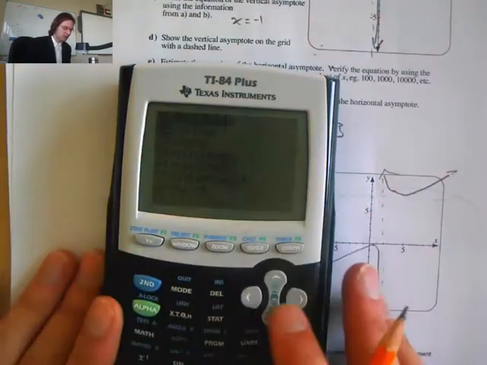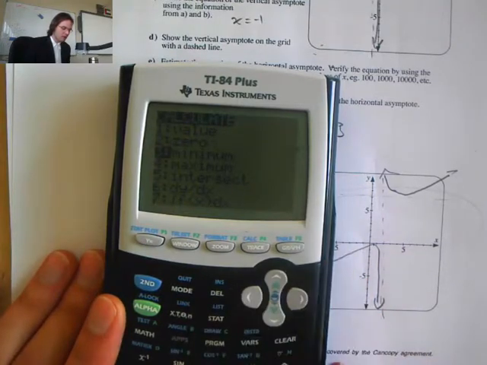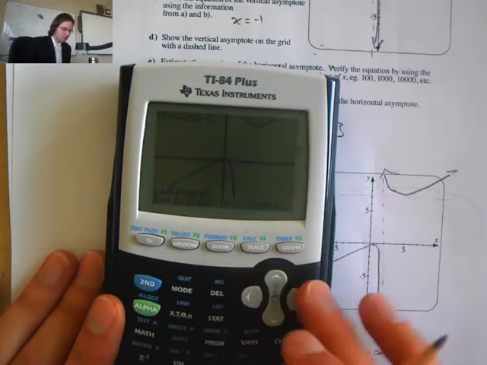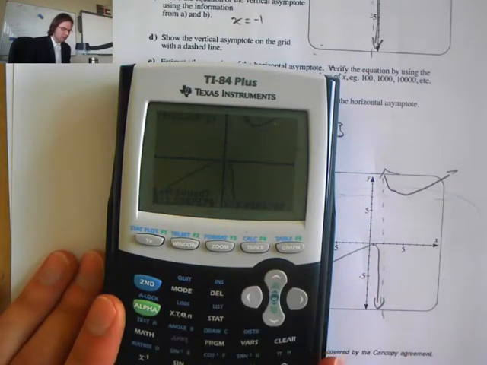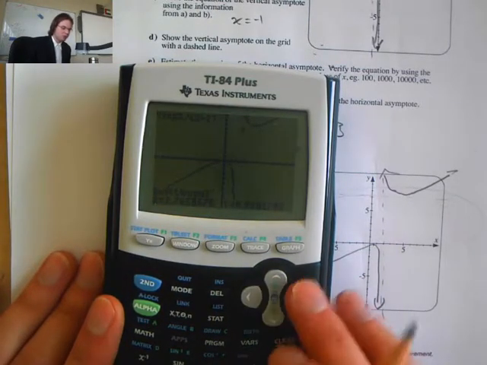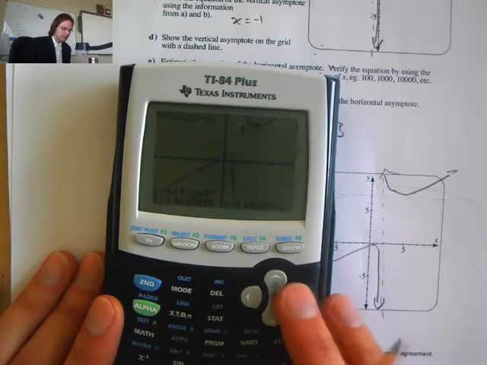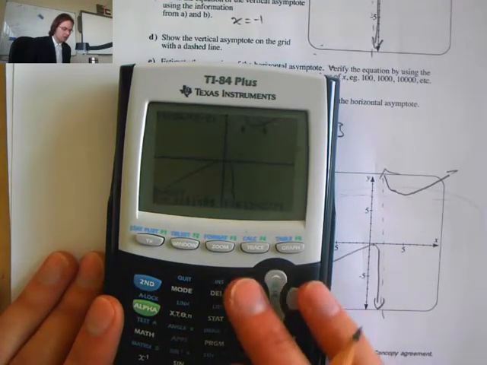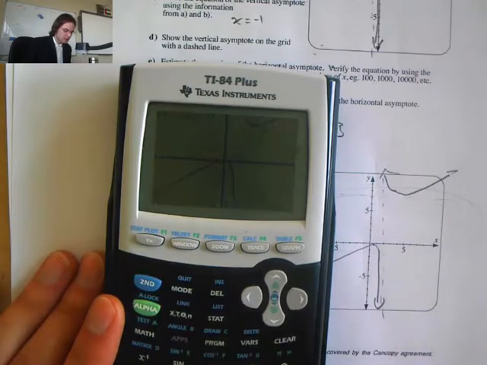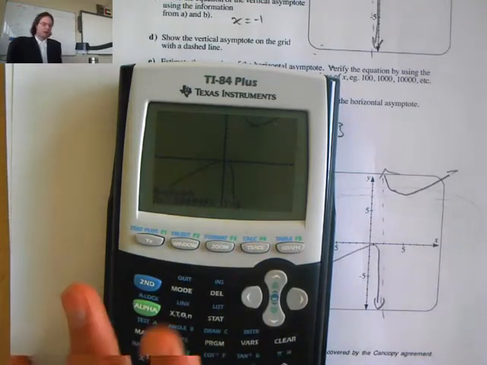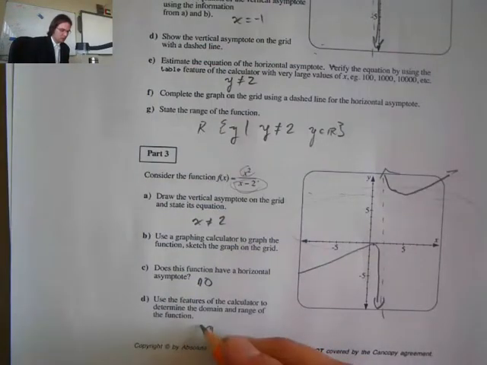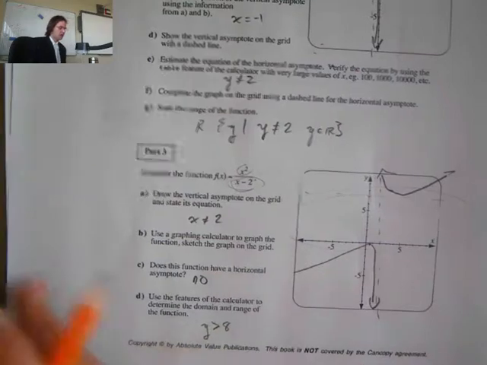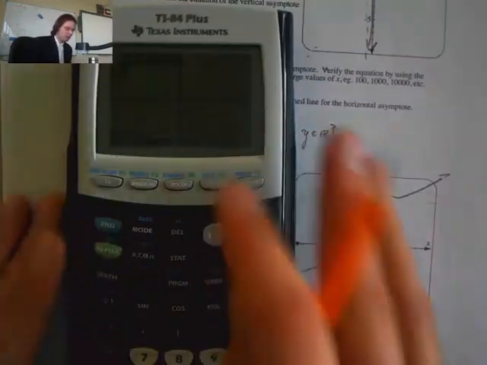So, to determine the domain and range, we could find our max and min. So I'm going to go second calculate. I'm going to find my minimum. So I'm just going to go over. I go there, left bound, enter, right bound, enter, and then my guess, enter. Right there, I get a minimum of 8. So y must be greater than 8, and let's find my maximum for this one.